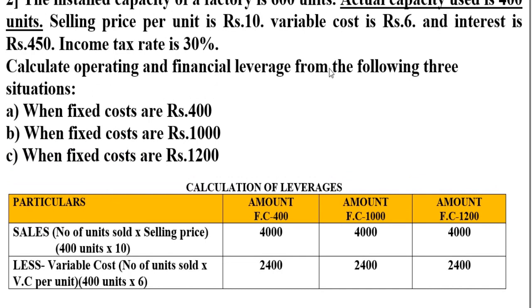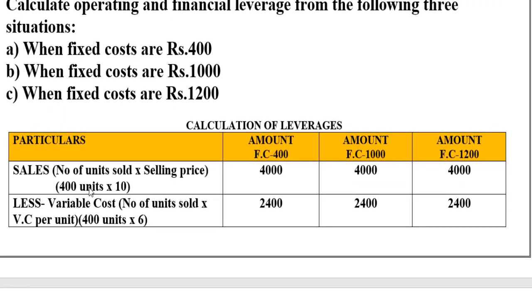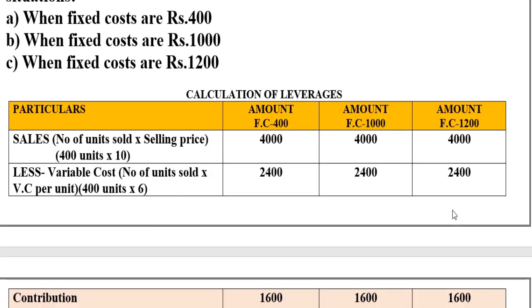The variable cost is rupees 6 per unit, and the number of units will be 400 units. The 400 units into rupees 6 is 2400, 2400, 2400 in all the three situations. Then you deduct the variable cost from the sales, that is 4000 minus 2400, 4000 minus 2400 in the second situation. In the third situation also 4000 minus 2400. Then you will get a contribution of rupees 1600, 1600, 1600.